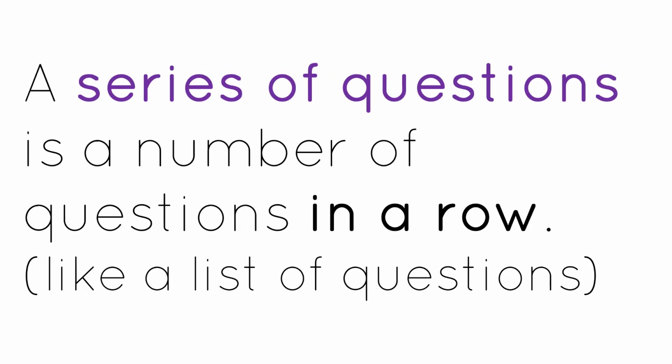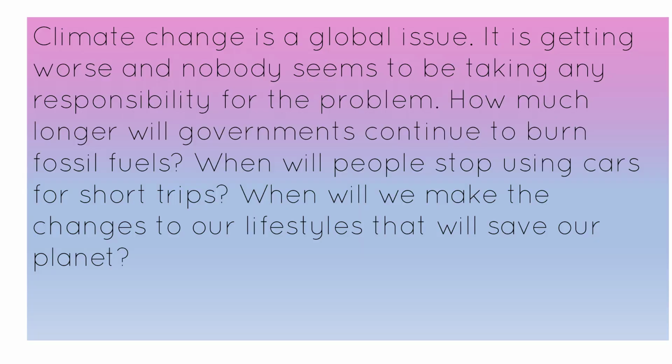The third type is a series. So a series of questions is a number of questions in a row. Okay, it's almost like a list of questions, but they're not bullet pointed. They appear one sentence after another. And here we get to see an example.